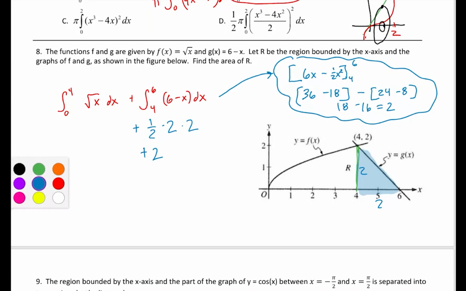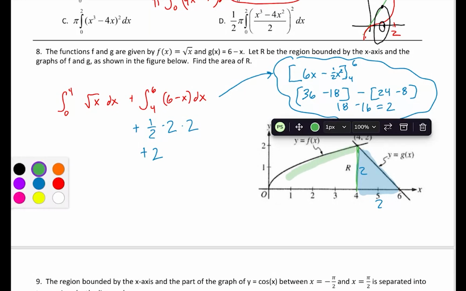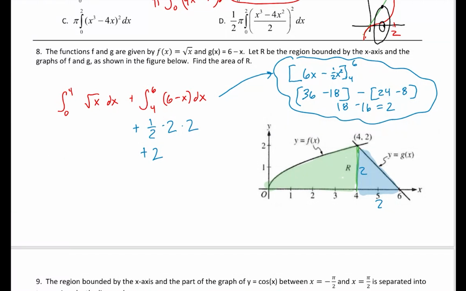Now to get that green region, there is not going to be a shortcut here. You're just going to have to use the fundamental theorem of calculus to find this definite integral from 0 to 4. You could type this into Desmos. Obviously we're going to have that on my test, but this could be a good opportunity just to practice this.